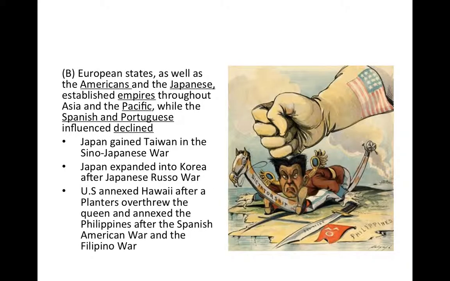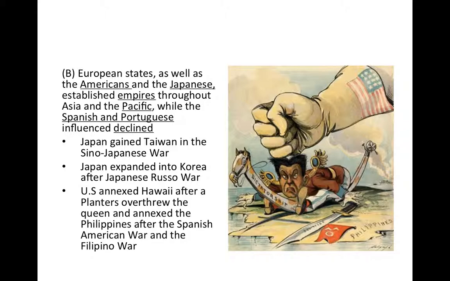Subconcept B states European states, as well as the Americans and the Japanese, established empires throughout Asia and the Pacific, while the Spanish and Portuguese influence declined. So you want to be able to identify examples of Japanese and American imperialism. So, for example, the Japanese fought the Chinese in the Sino-Japanese War. They defeated the Chinese and they gained the island of Taiwan. Eventually, the Chinese would kind of regain that island during the 20th century.